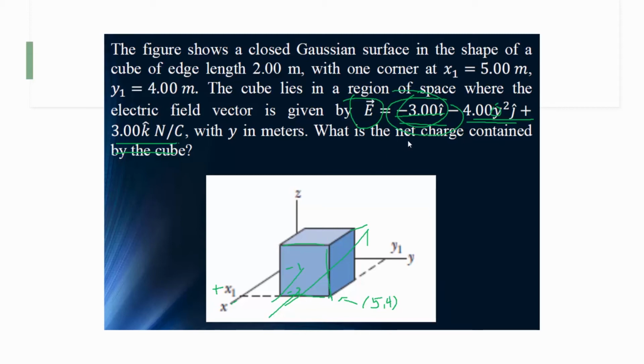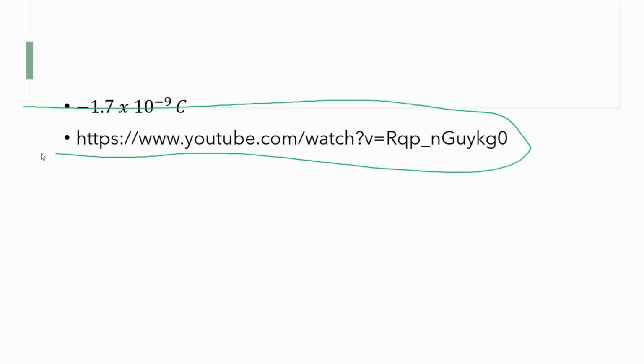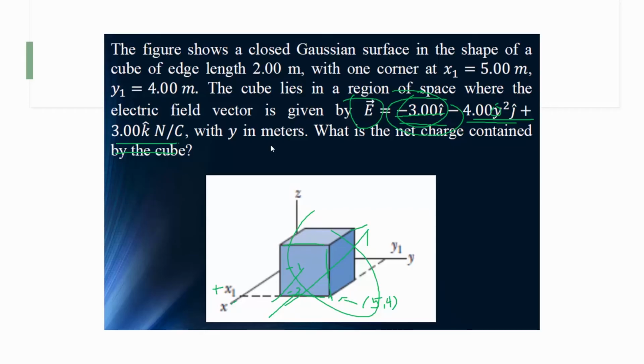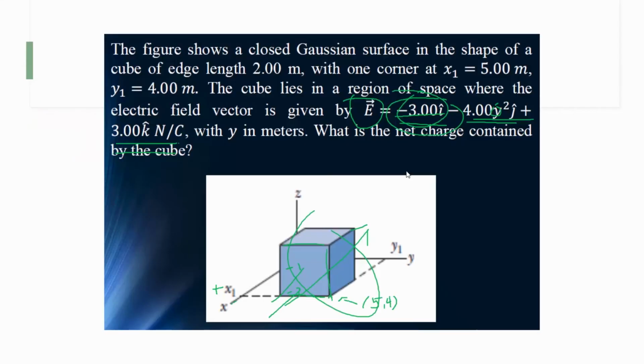Actually, hindi ko ito kayang explain masyado kasi medyo complex siya. So, nakahanap ako ng YouTube video na mas magaling niya in-explain tong problem na ito. So, I recommend watching this. Lilink ko na lang siya sa description. Pero yun, ang sagot is negative 1.7 times 10 raised to negative 9 coulombs. So, that's nanocoulombs.